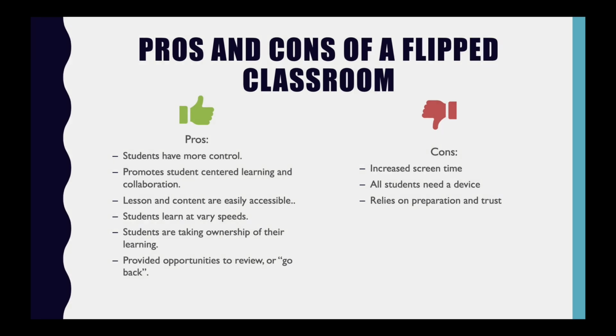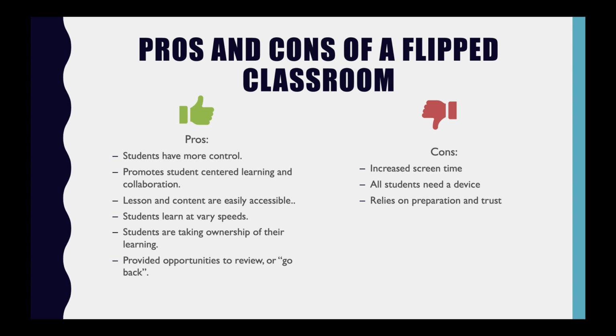There are many pros and some cons of the flipped classroom model. Some pros include increased student input and control over their own learning. It promotes student-centered learning and collaboration, meaning that class time will be used to master skills through collaboration, projects, and discussions. Lessons are also easily accessible. Therefore, parents can check up on what their students are doing, and students who are forced to miss class due to illness, sports, vacations, or emergencies can catch up quickly.